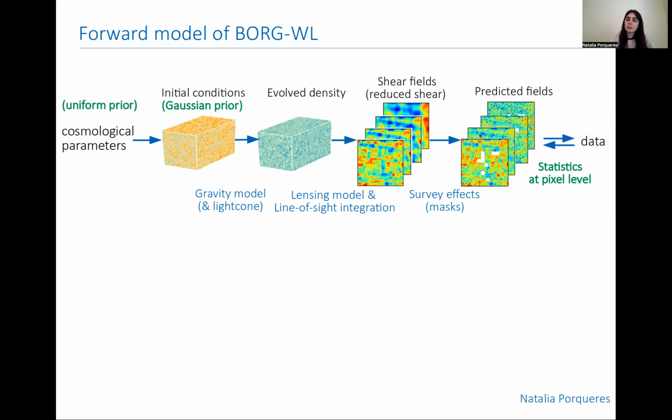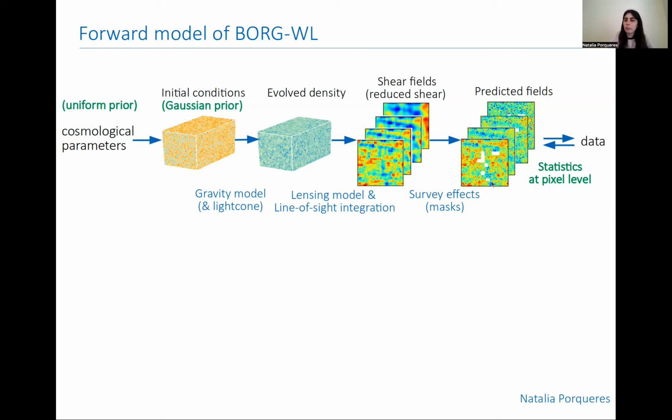Okay, the last step we need to take here is to account for survey effects, like, for example, masks. There are regions of the sky that are not observed. There are stars that block the light from distant galaxies. So we need to account for this. And this is very straightforward to do with the field-based approach. If you have a masked pixel, you just give this pixel an infinite variance, and that's it.